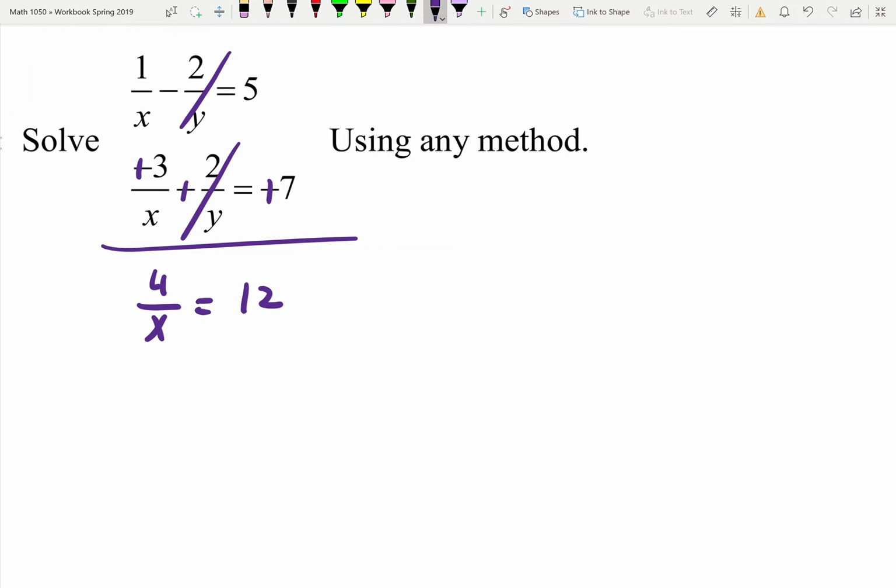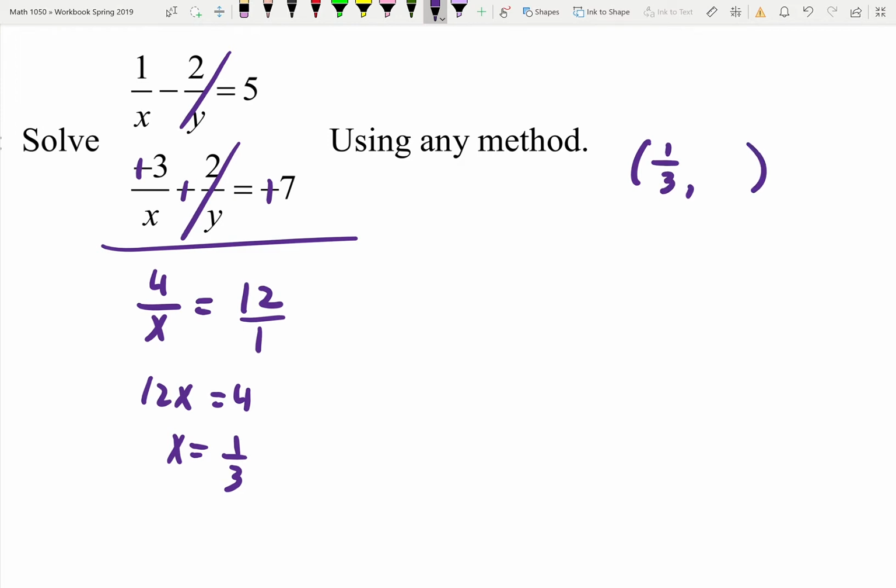What do we do? Cross multiply. Add a 1 and cross multiply. And you get 12x equals 4. Divide by 12, x equals 1/3. And yes, my students got a fraction when they did it.